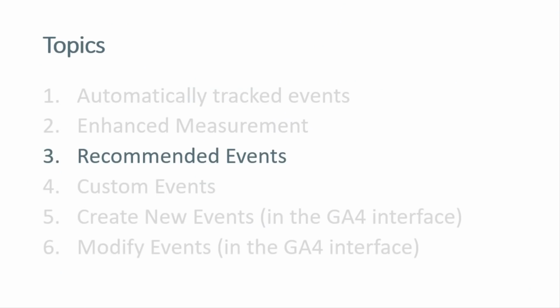The next category of events is recommended events. So if you have some event in mind and you want to track it with Google Analytics 4, Google highly recommends that you use their naming convention, because in the future, that should unlock some additional reporting, and in general, Google will better understand what kind of events you are sending and what they represent.